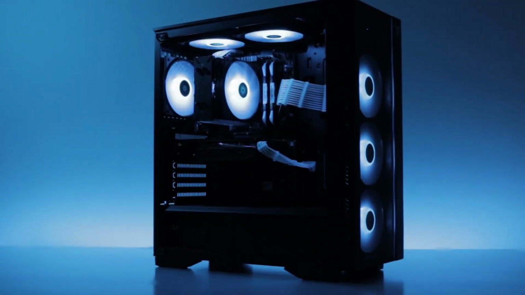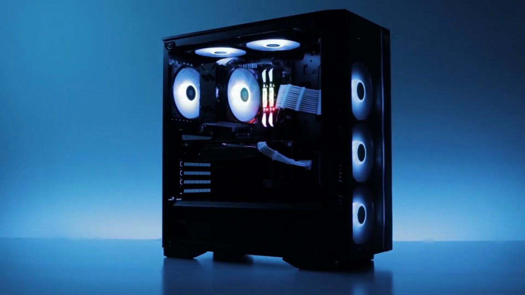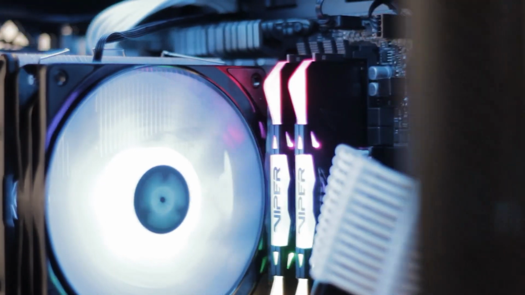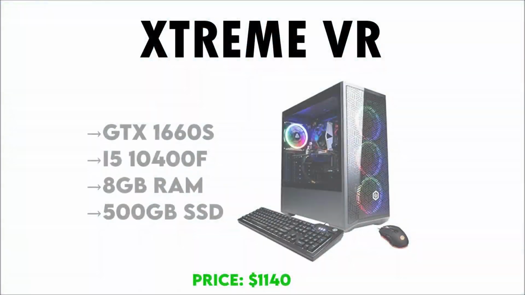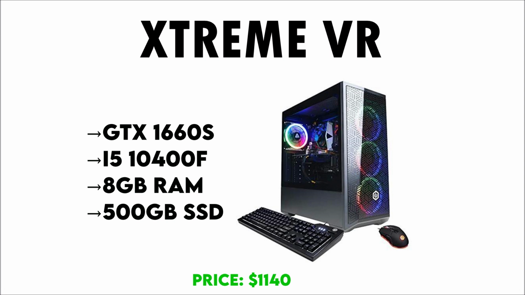I think it has a good CPU cooler and a good cooling overall for the case, but it doesn't have a front mesh panel, which is going to make the airflow overall way better. On this case, I would go maybe with the CyberpowerPC Xtreme VR that has the i5-10400F, which is really similar to the Ryzen 5 3600, a GTX 1660 Super, which again is really similar to the RTX 2060.